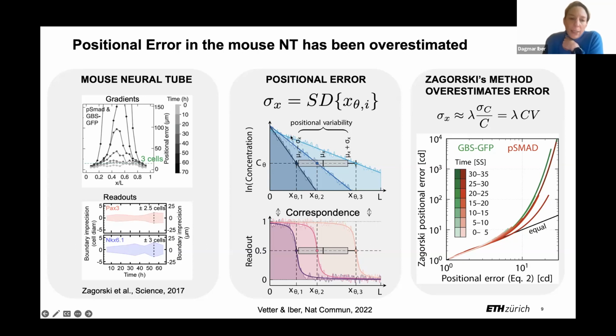But just mathematically, if you assume that you have perfectly exponential gradients, then even then you're gonna get a huge overestimate of the positional error, exactly in the part of the domain where they find this huge error. So we can explain that huge deviation already simply because of this mathematical inaccuracy of the approximation.